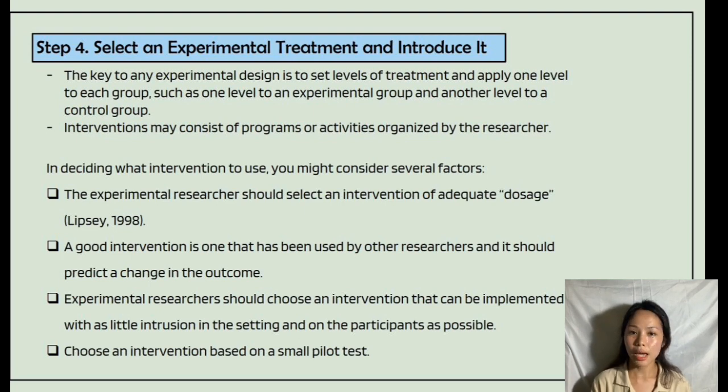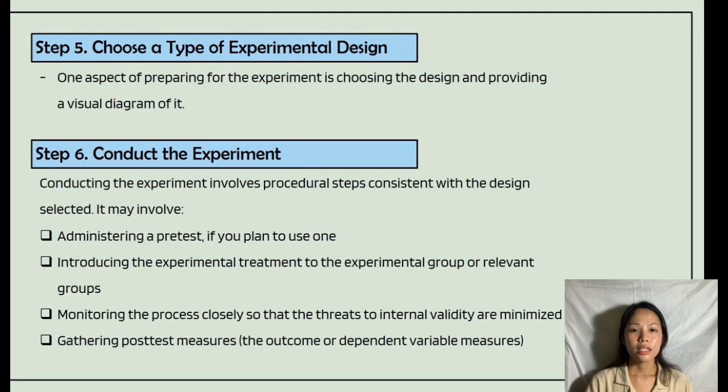Step 5 is to choose a type of experimental design. It was previously discussed, the types of experimental design. So as a researcher, you need to choose an experimental design that fits your research. Choosing the right experimental design is crucial because it directly influences the validity and reliability of your results.